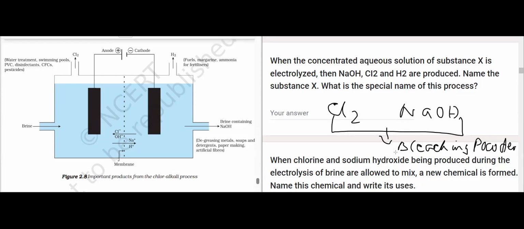Bleaching powder is used as a disinfectant, primarily in disinfecting water. As you know, chlorine gas is used in manufacturing bleaching powder. When this bleaching powder is dissolved in water, it also produces chlorine gas, and that is responsible for killing germs.